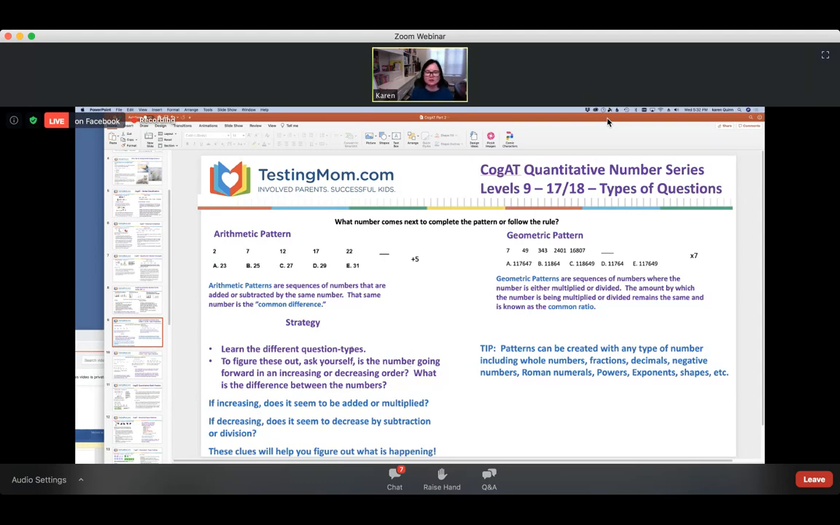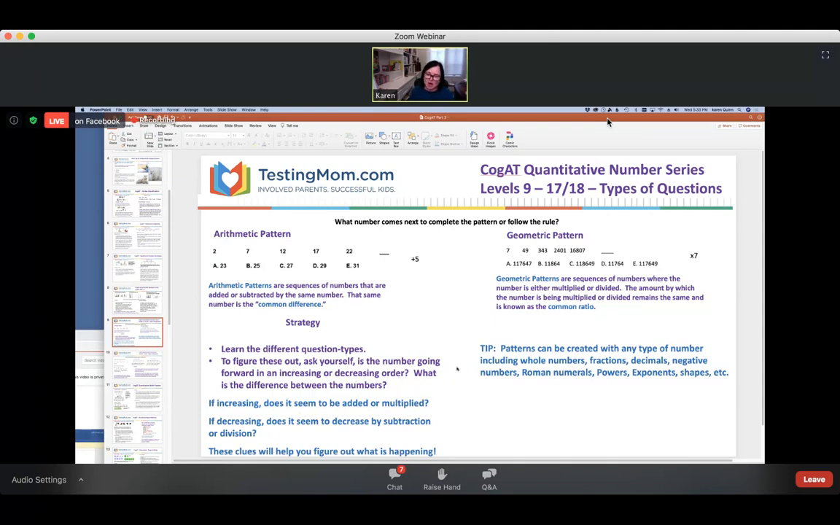So again, what you do is you look at the differences between the numbers to try to figure out what is going on. Are they increasing? Are they decreasing? If they're increasing, they're probably adding or multiplying. If they are decreasing, they might be subtracting or dividing. And try to figure out what really is going on there.